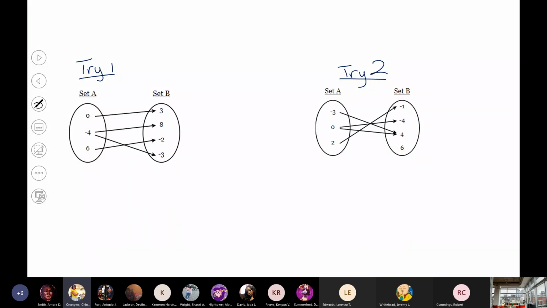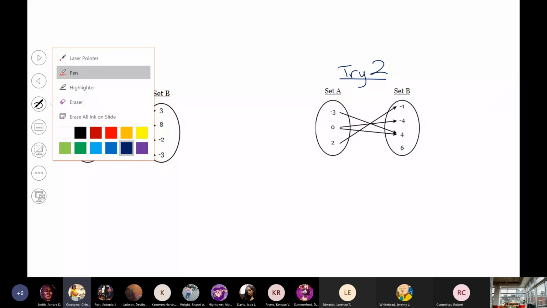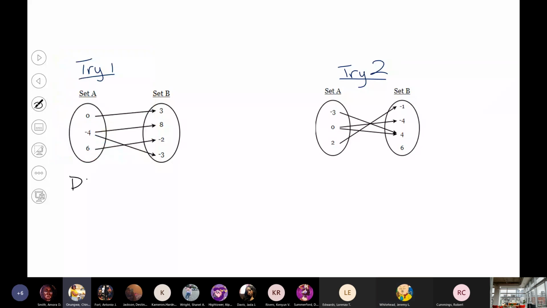Okay, so for number 1, what's my domain? Let me ask that first. I didn't prepare y'all. 0, -4, and 6. Yeah, just the ones on the side. The set with 0, -4, 6.